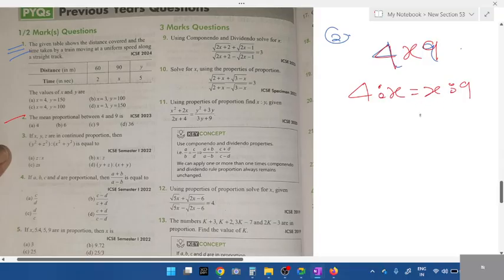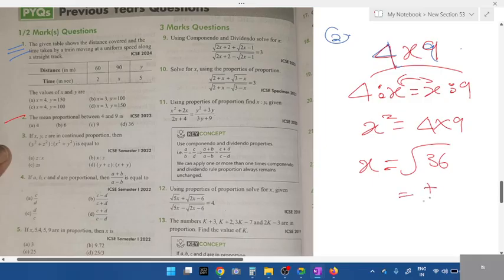Okay, do it like this. MCQ. What is product of means is equal to product of extremes? X square is equal to 4 into 9, X is equal to plus minus 6. If plus minus 6 is not given, what's the answer? Option B, 6 is the answer.